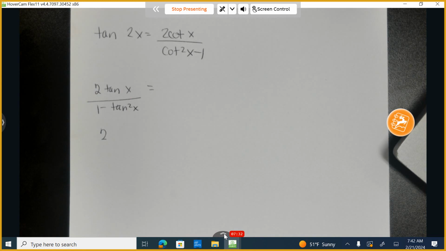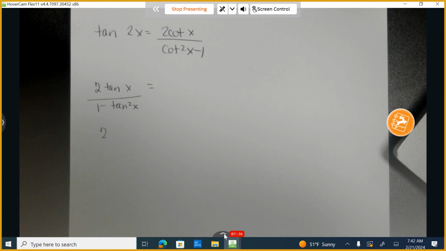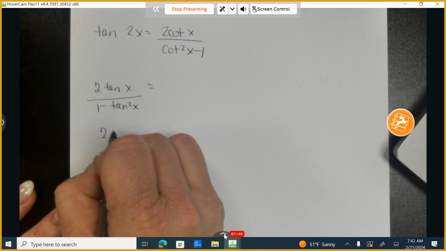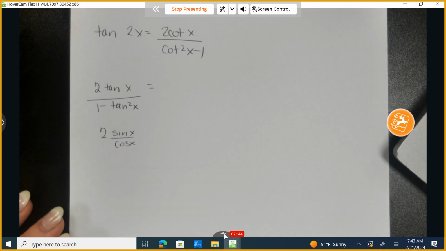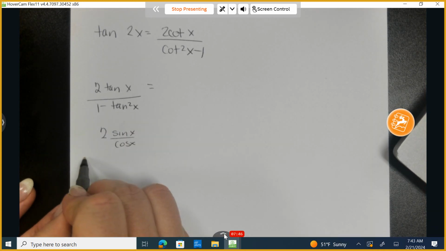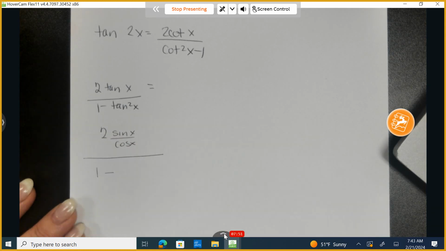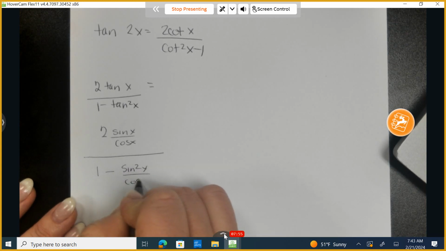I took out my cheat sheet, and I can see the tangent of 2x is equivalent to this quantity. That's what I wrote down, so that's how I have the left-hand side. Now I'm going to rewrite tangent as sine of x over the cosine of x, and then I'm going to divide that by 1 subtract, and I know that tangent squared is sine squared x over cosine squared of x.